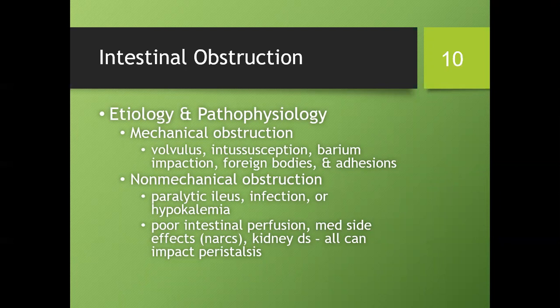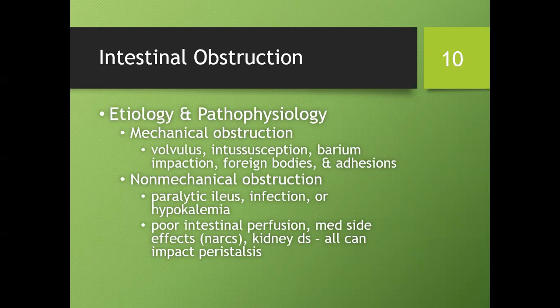Non-mechanical obstruction: paralytic ileus. This person had a surgery, received anesthesia, or had something else going on that caused their bowels not to want to move. Peristalsis has ceased. Okay, so we have to get their bowel moving again. Infection can cause an obstruction. Hypokalemia can also cause an obstruction. Poor intestinal perfusion can cause an obstruction, because the tissue is going to be ischemic, peristalsis is not going to be doing what it's supposed to be doing, right? It's not going to be moving that stool along.